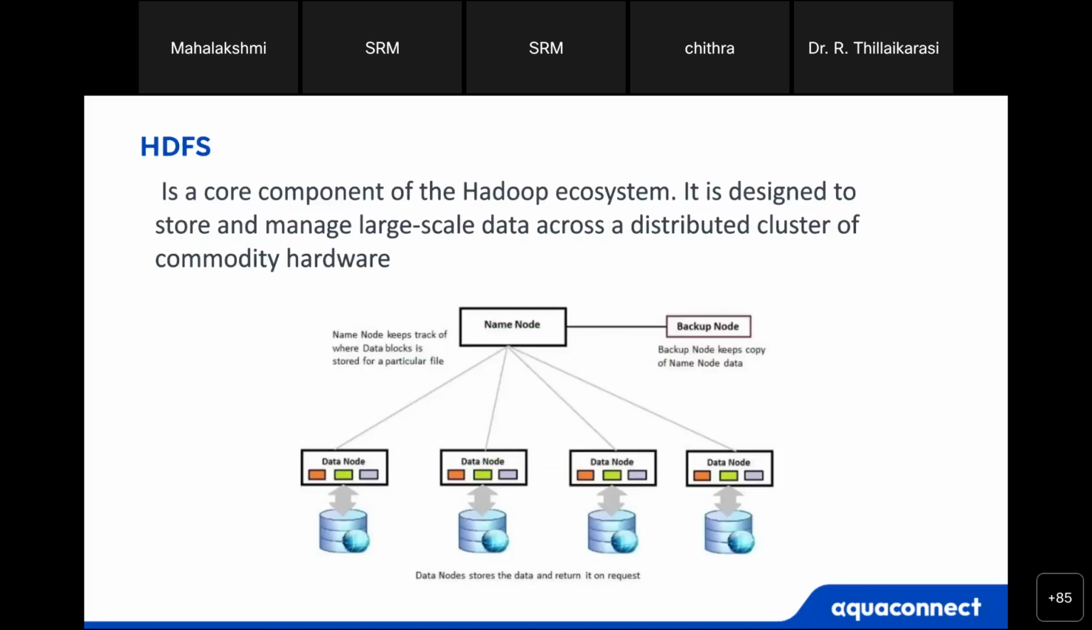So HDFS, that is Hadoop Distributed File System, is designed to store and manage large-scale data across a distributed cluster of commodity hardware. So basically, HDFS consists of two nodes. One is the name node and another is the data node. Consider the name node as a master node and data nodes as its employees. Consider the name node as your HOD and data nodes as your staff.